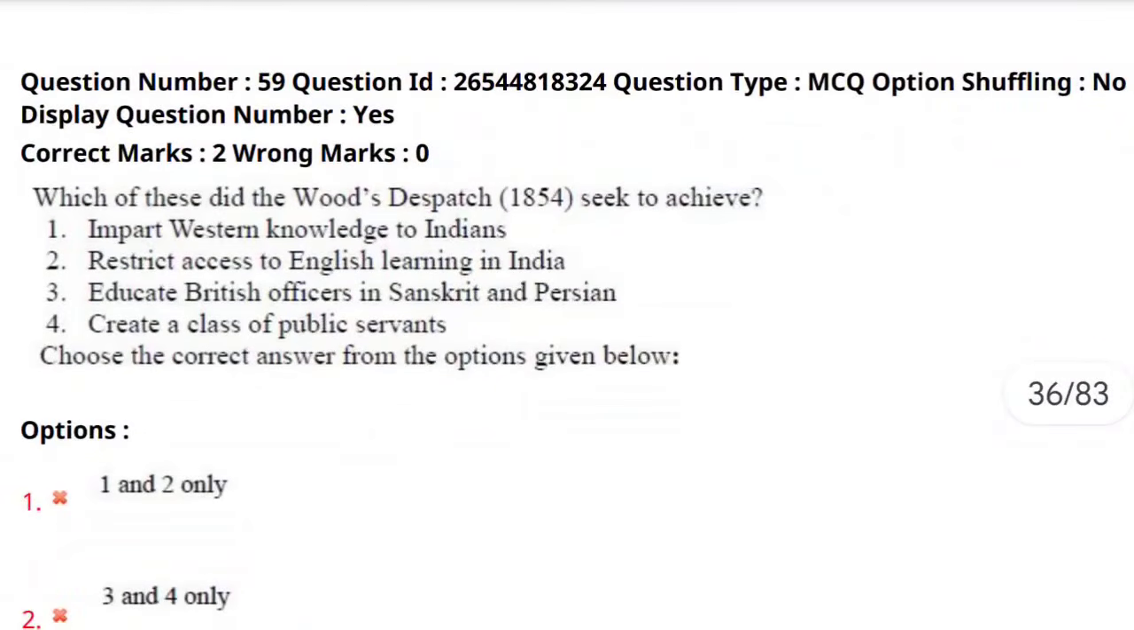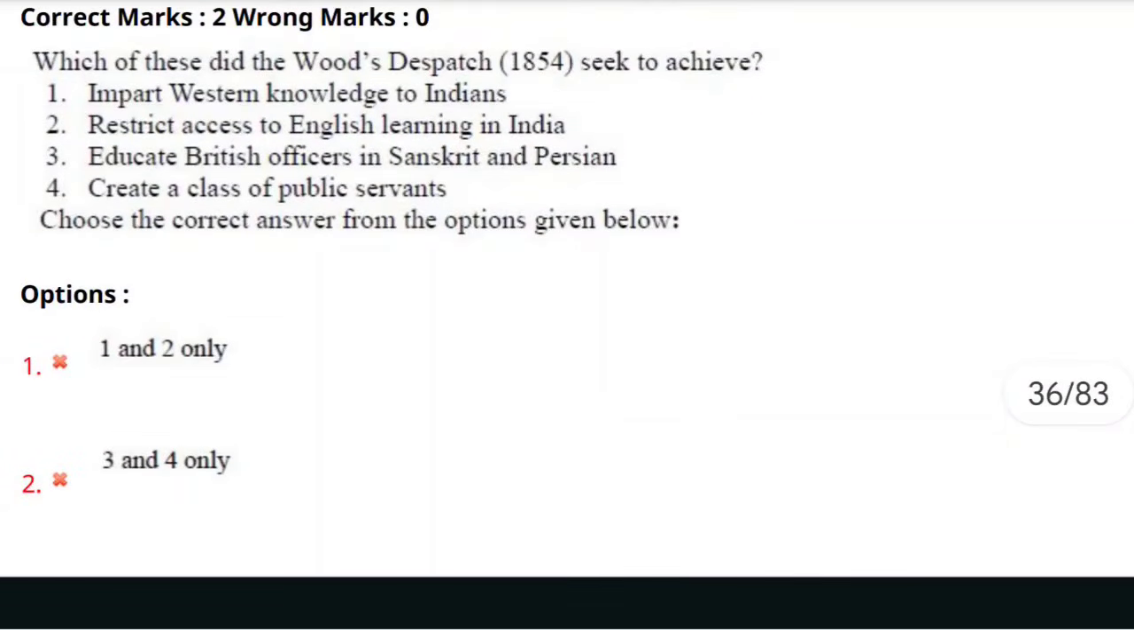Yes, as we move forward, which of these did the Wood's Dispatch 1854 seek to achieve? Here they gave us the Wood's Dispatch year. Here you need to remember the years when it comes to English literature. Wood's Dispatch was released in 1854, and the options are: impart Western knowledge to Indians, restrict access to English learning in India, educate British officers in Sanskrit and Persian, create a class of public servants.